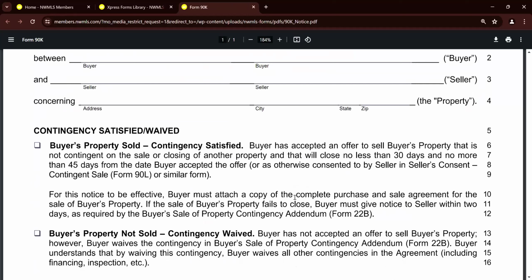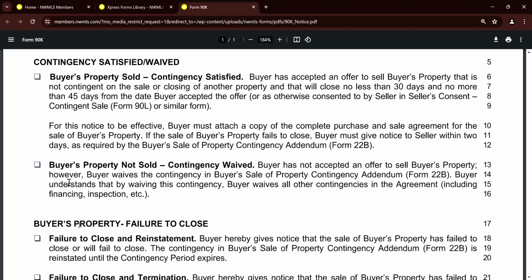Buyer's accepted an offer to sell buyer's property that is not contingent on the sale or closing of another property. And that will close no less than 30 days and no more than 45 days from the date buyer accepts the offer or is otherwise consented to by seller and seller's consent. Contingent sale form 90L or similar. For this notice to be effective, buyer must attach a copy of the complete purchase and sale agreement for the sale of buyer's property. If the sale of buyer's property fails to close, buyer must give notice to seller within 2 days as required by the buyer's sale of property contingency addendum form 22B.